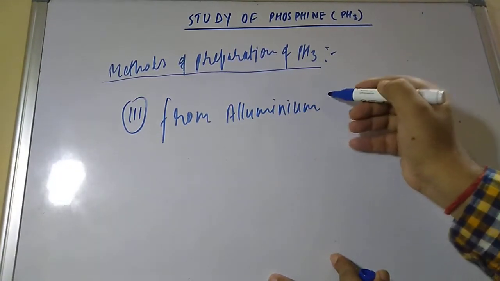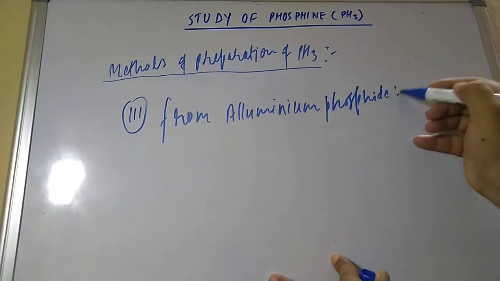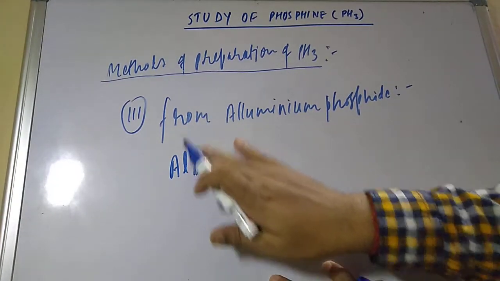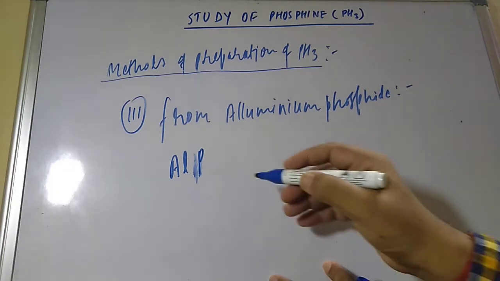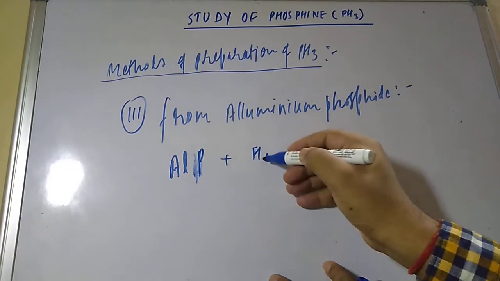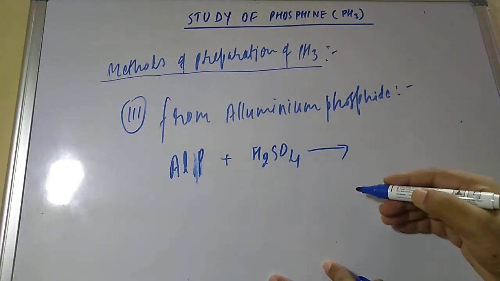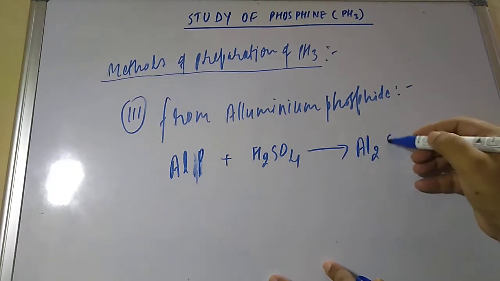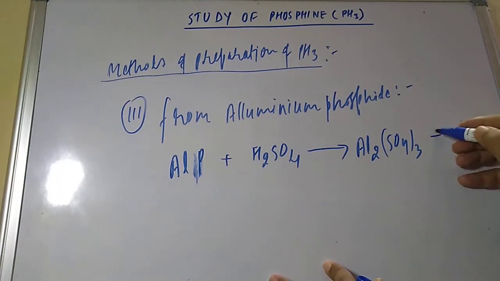How to prepare phosphine from aluminum phosphide? Let us see how to prepare it from aluminum phosphide. AlP is aluminum phosphide, and if you are treating it with H2SO4, what will it give? It will give Al2(SO4)3 plus PH3.